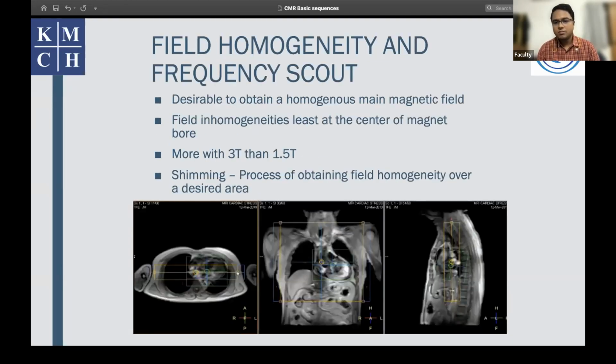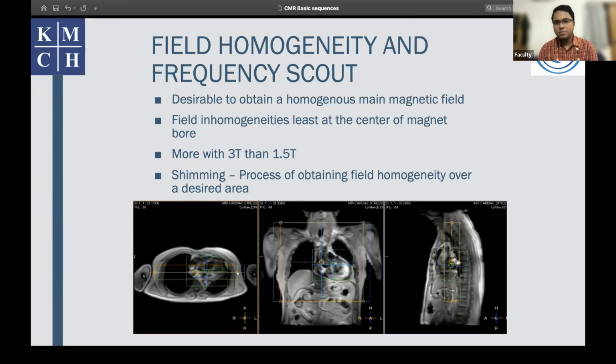Coming to the survey image, the survey image is the same survey that we use in any other body part. So it's a morphological image covering the entire area for us to plan subsequent sequences. So one thing that is done extra in cardiac imaging is the process called shimming. So shimming is nothing but a process by which you obtain a homogeneous magnetic field. The magnetic field is the most homogeneous at the center of the gantry.